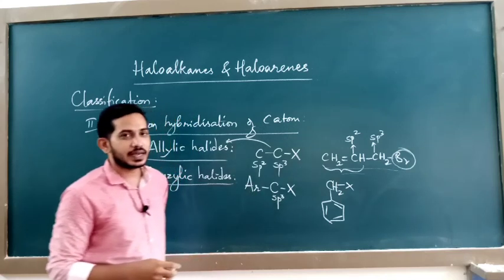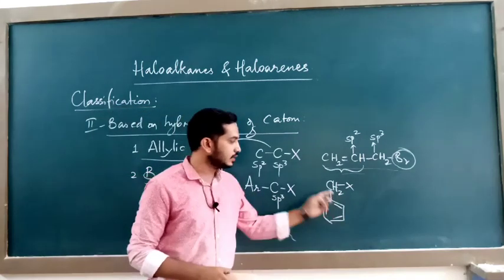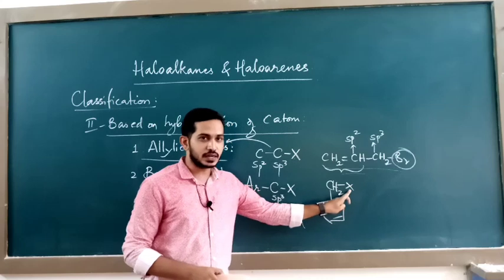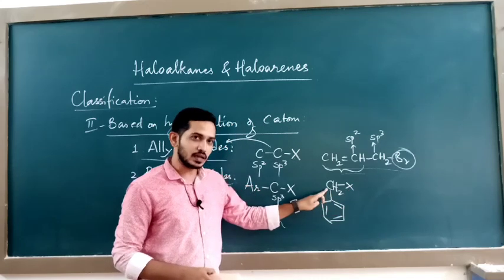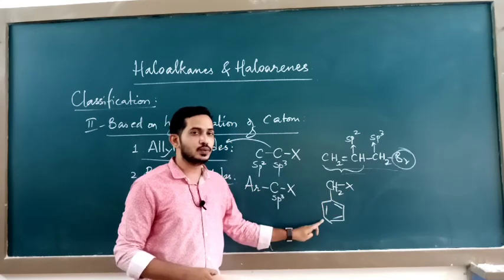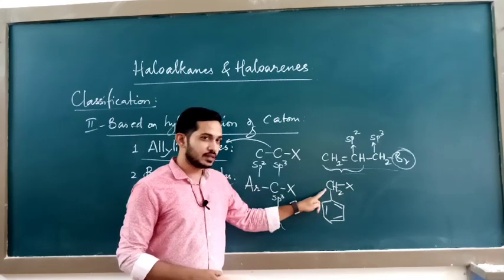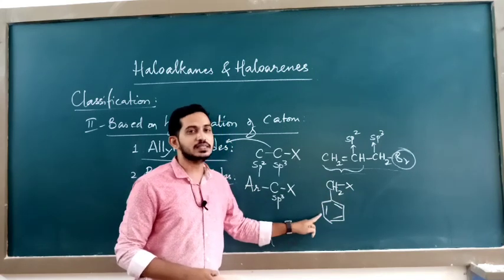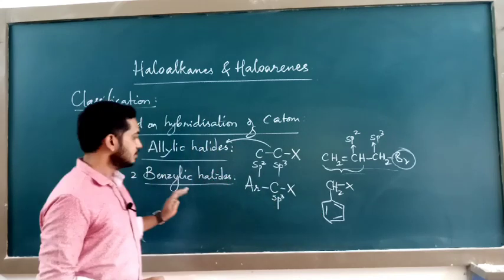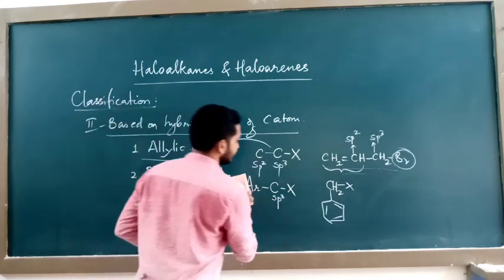Benzylic halides are the haloalkanes in which halogen is attached to an sp3 hybridized carbon next to an aromatic ring. Halogen is attached to an sp3 hybridized carbon next to a benzene ring. They are called benzylic halides.